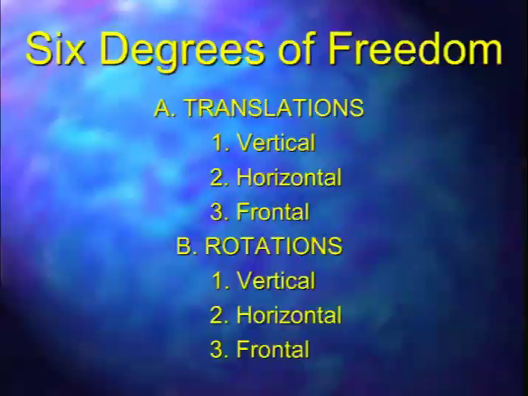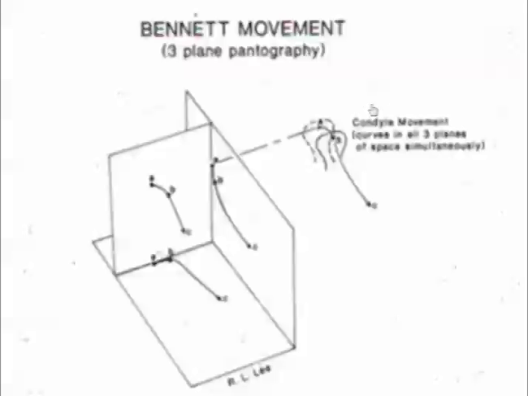Well, it all deals with 6 degrees of freedom, that there are translations as well as rotations in all three planes of space. As the condyle moves inward, downward, and forward in a curvilinear movement, the vertical stylus and horizontal stylus are recording the same movement on the vertical and horizontal plates.